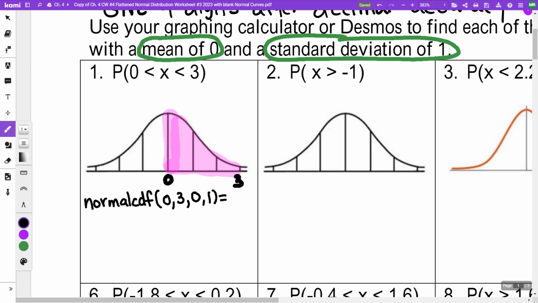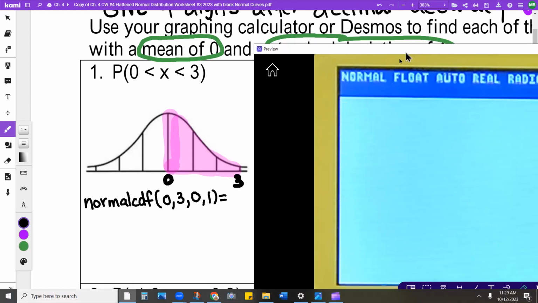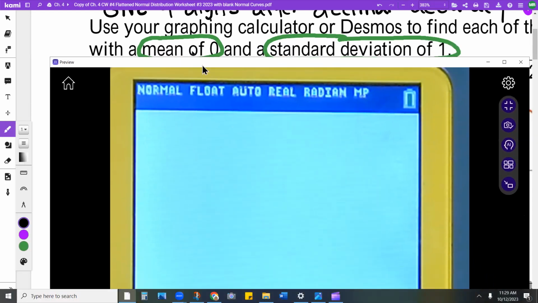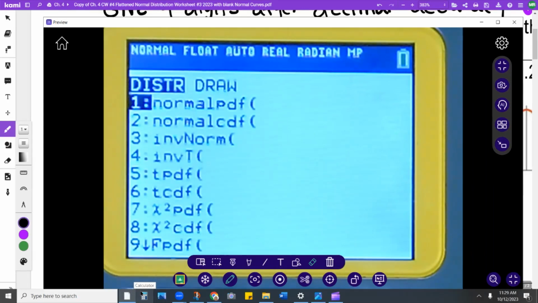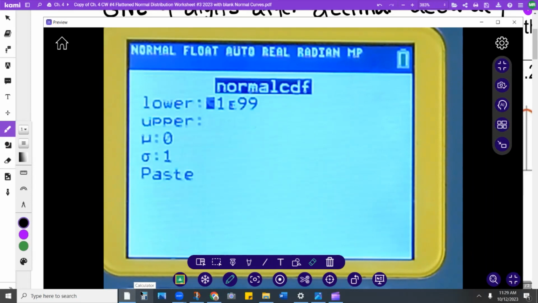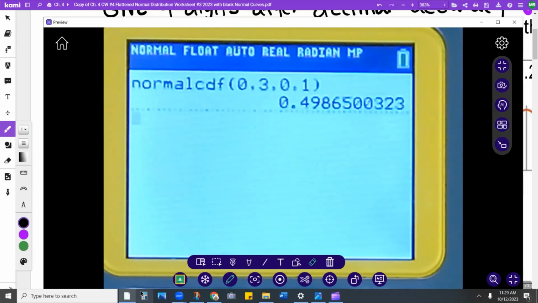So let me put the calculator back here. Okay. So I'm going to go to my normal CDF. My lower is 0. My upper is 3. They already have for my standard normal, my mean being 0 and my standard deviation being 1. And we see that we get a 0.49.